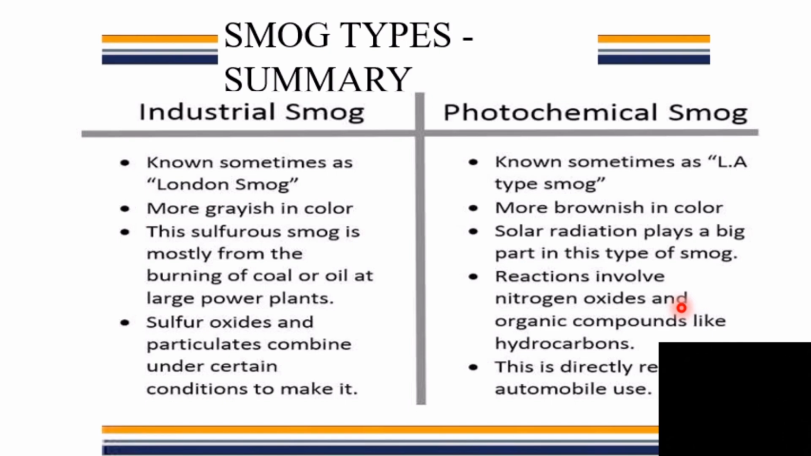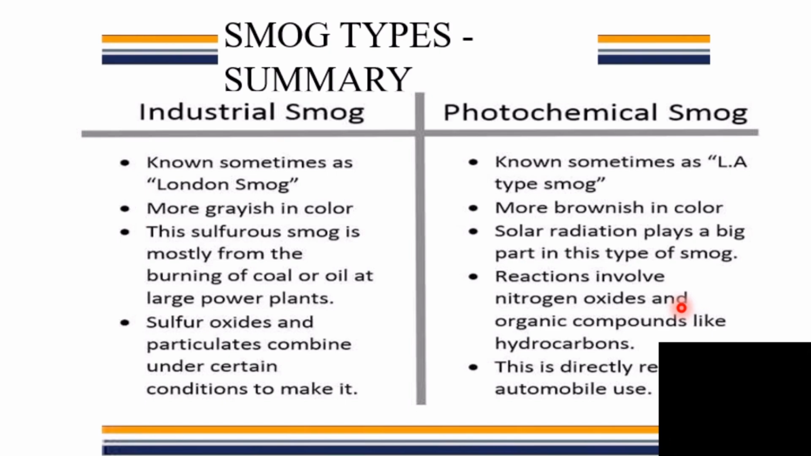And London smog is more grayish in color. Okay, what is the reason? Can you just recollect and tell me? Because the soot particle goes and gets deposited, right? Soot goes and gets deposited because burning of fossil fuel is the main reason. So it is more grayish in color, whereas photochemical smog is more brownish in color.